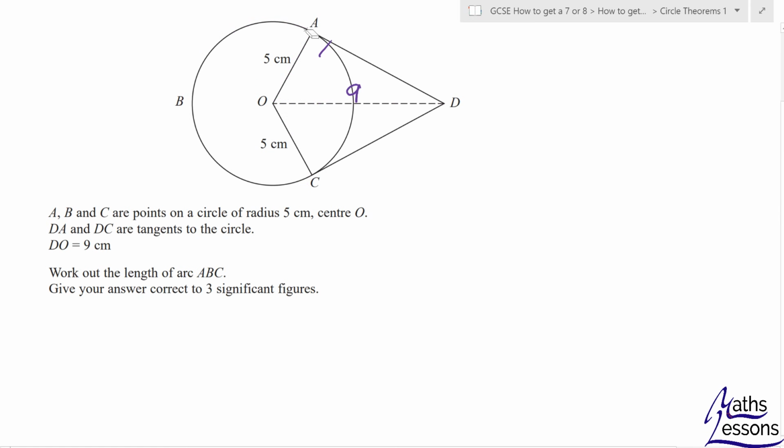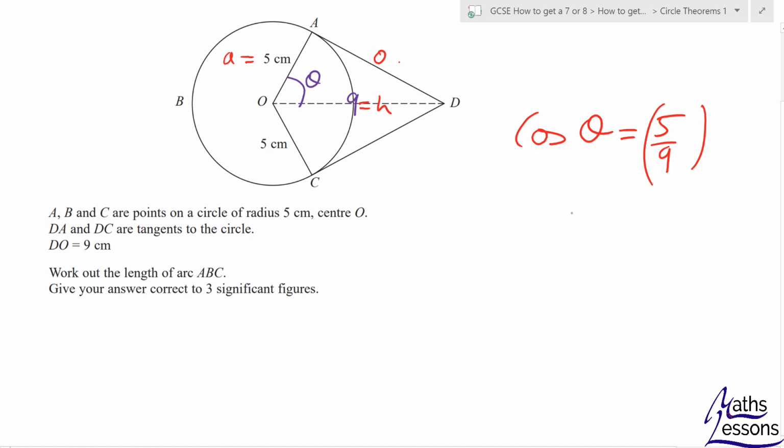So let me just rub out some of that mess. And we just call this angle theta. And we know this side is 9. So we are going to label this as our hypotenuse, this is our adjacent, and this is our opposite. So we've got adjacent and hypotenuse, so cos of theta will equal 5 over 9. So theta will equal inverse cos of 5 over 9. So theta equals 56.25 degrees. And you get at least 1 mark if you've got that far, if you work that angle out.